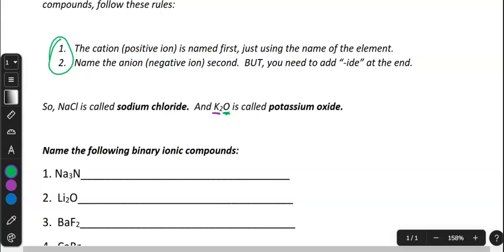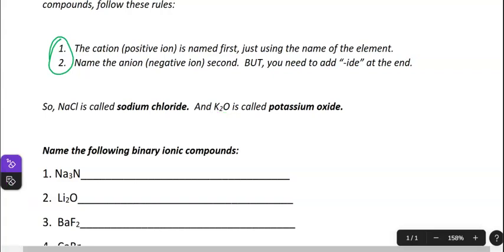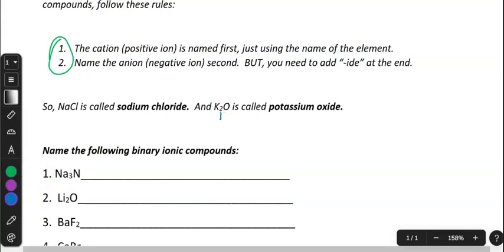Now I want you to notice something. Even though you have a 2 here that is right next to your potassium, you're not adding any kind of prefix that indicates that you have 2. And the reason why is because you have to balance the charges in order to find out the formula for an ionic compound. And we're going to do that in the next video. So even if there's a 2 or a 3 or whatever number of a subscript might be there, you're not going to have to do anything. In an ionic compound, all that you do is name the cation, name the anion. Don't make it too hard.